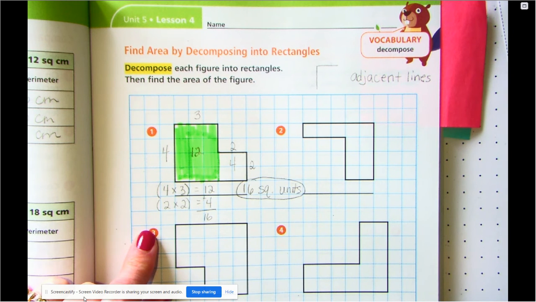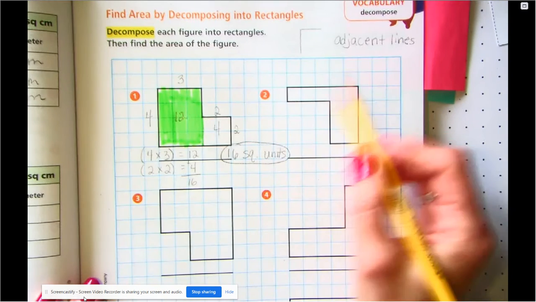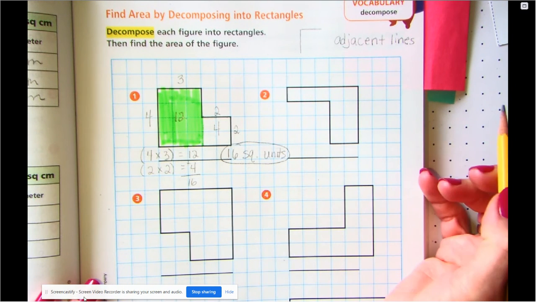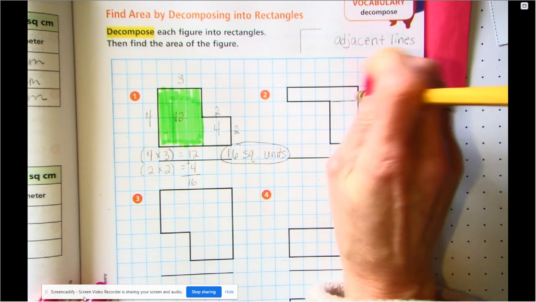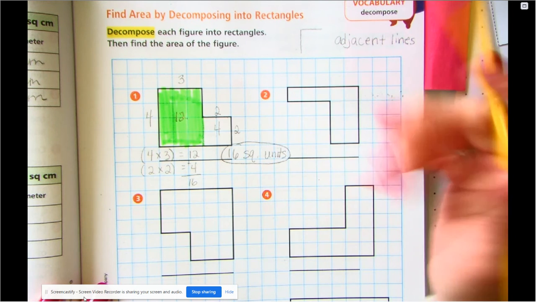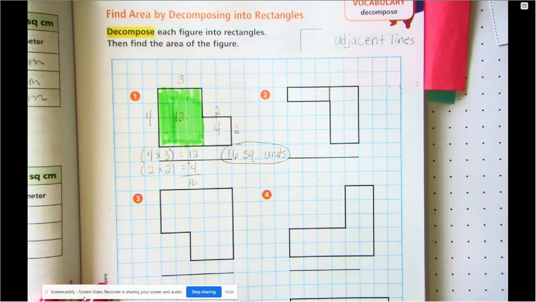Okay, so we decomposed. We broke that one big figure apart into 2 smaller figures. Maybe there's a shape where we have to break it into 3 parts or 4 parts to find the area. We can do that too. All right, let's try a couple more. This one kind of looks like an upside down L, right? Maybe you think we should divide it right here to break it apart. Okay, maybe you want to draw a vertical line and you see that it's broken apart there.